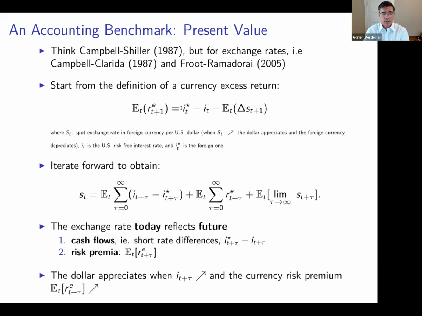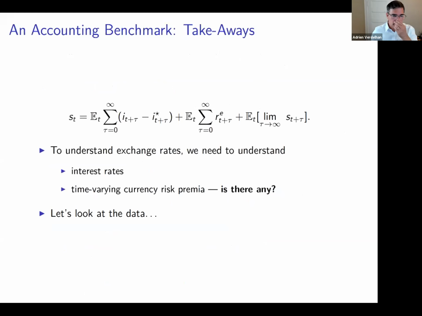Now, I know this started like a tautology, so it's just an accounting definition, but it tells you what you should study. The exchange rate today reflects the future cash flows, a little bit like the Campbell-Shiller decomposition on equity. The cash flows here are the short-term interest rate differences, i star minus i_t. It also reflects future risk premia. So you see, these are the two things we want to study: interest rates and risk premia. And you can immediately see the dollar appreciates when the foreign short-term interest rate goes up or the currency risk premium goes up.